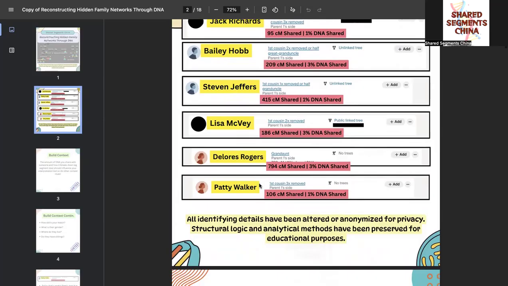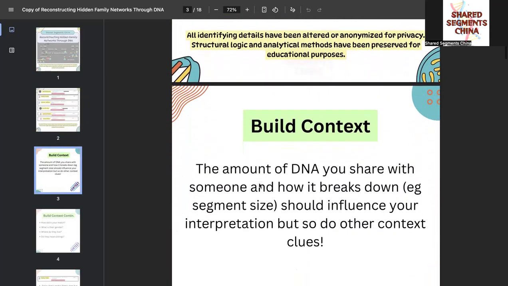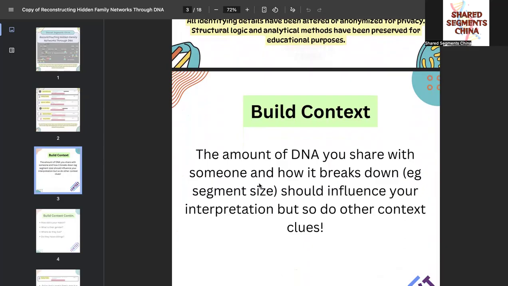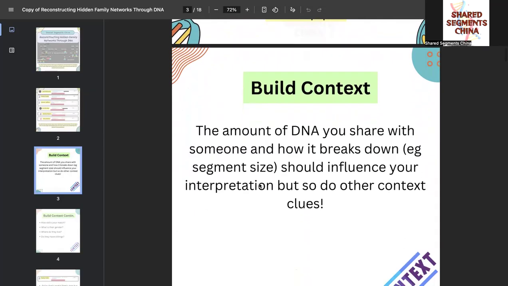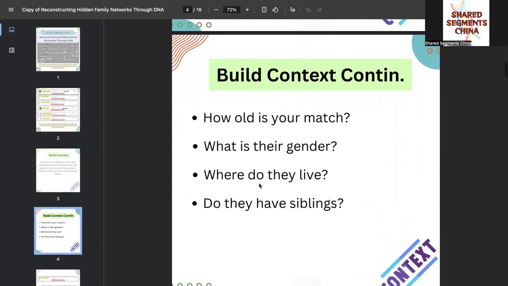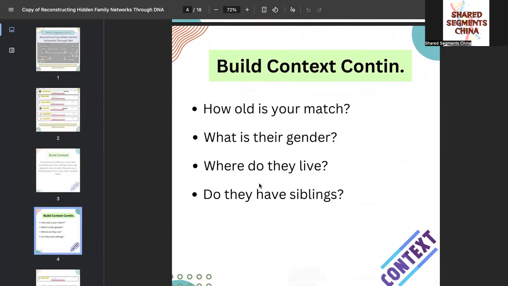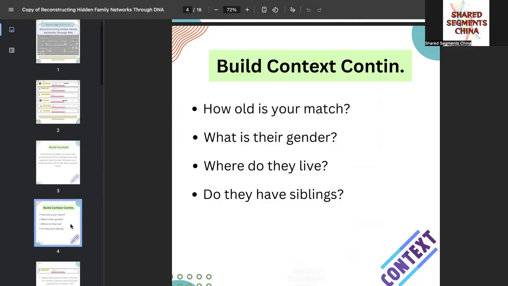So what I first try to do is build the context. The amount of DNA you share with someone and how it breaks down, for example segment size, should influence your interpretation, but you should also consider other context clues. So how do we build context and what should it contain? Important context would be, if this is available, and I understand that not every match is going to list every single thing about themselves, but some of the stuff you can pick up right away can be how old is your match? What is their gender? Where do they live? Sometimes they might list siblings or other immediate family members.